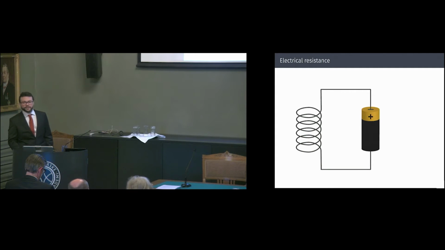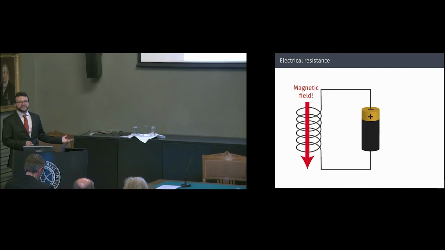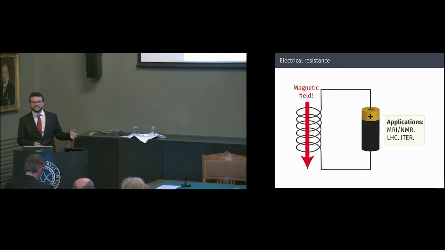So for example, if you take a metallic wire, for example copper, and you coil it up like this, then the useful work would be that you can create a magnetic field, a so-called electromagnet, and just this one example alone has numerous applications, such as powering MRI machines at every hospital, NMR machines for chemical analysis, controlling particle beams at the Large Hadron Collider in Switzerland, or stabilizing fusion plasmas in, for example, ITER in France.